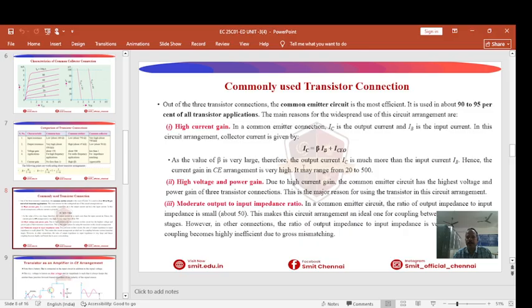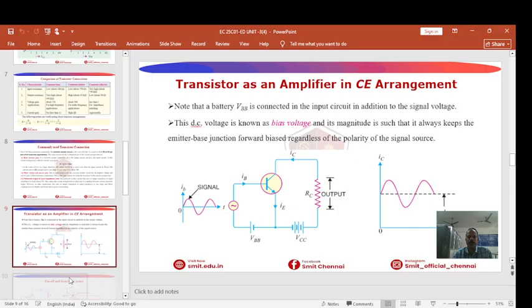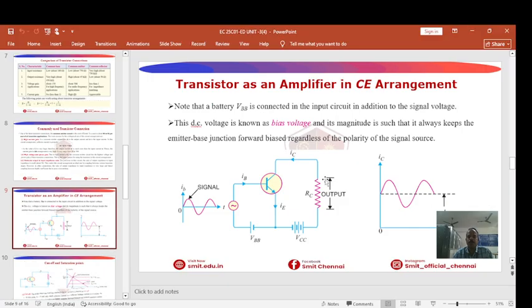If you need a high current gain, or both high voltage gain and current gain, we can go for CE mode. Similarly, for impedance purposes, we will go for CC mode. Similarly, for high frequency applications, we will go for CB mode. So these are the things that we can choose from.